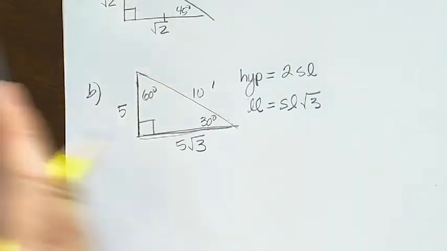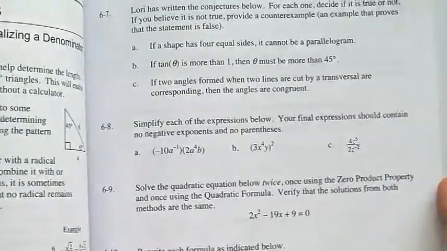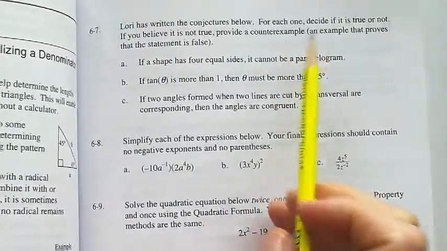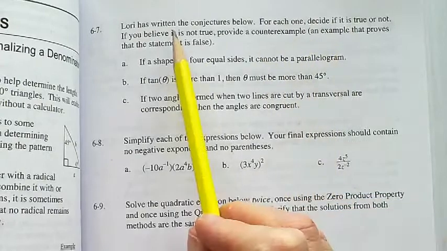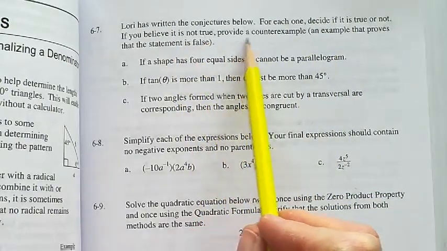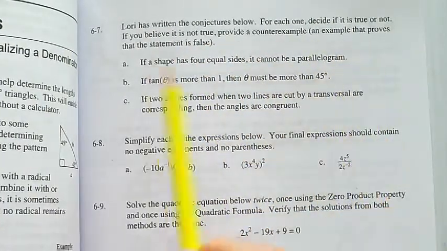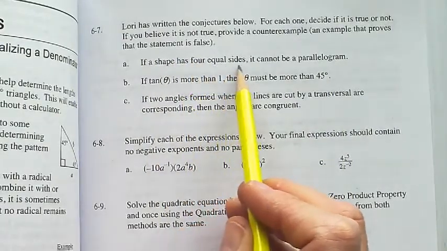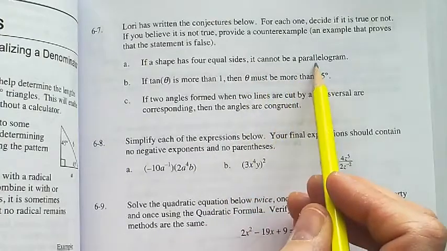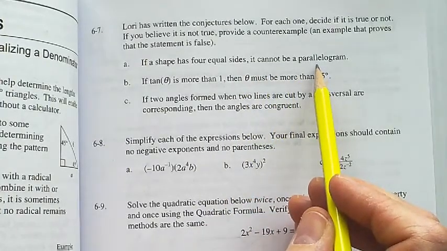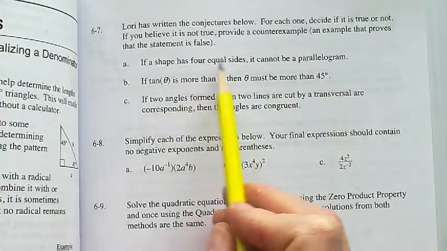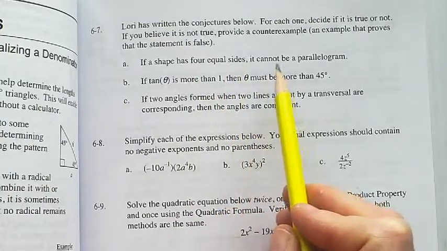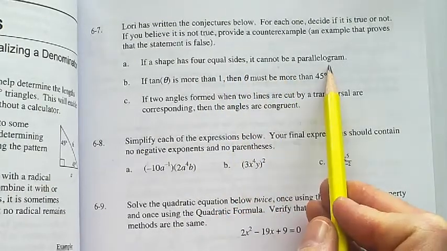Okay, 6-7, written are the conjectures below. For each one, decide if it is true or not. If you believe it's not true, provide a counterexample, an example that proves that the statement is false. If a shape has 4 equal sides, it cannot be a parallelogram. So think about that. 4 equal sides. It cannot be a parallelogram.